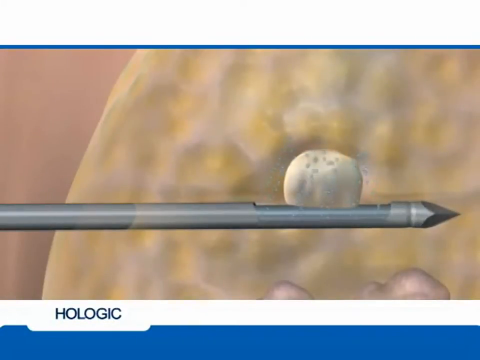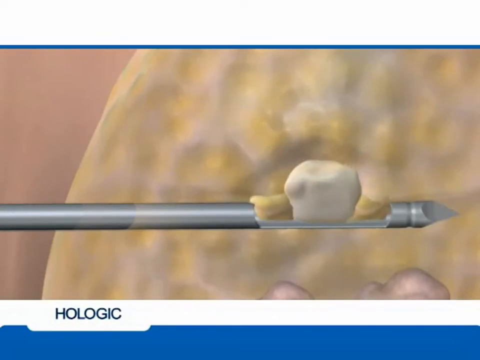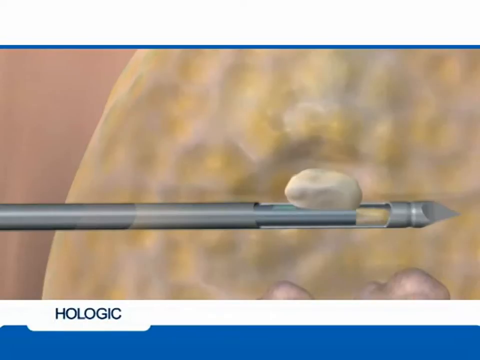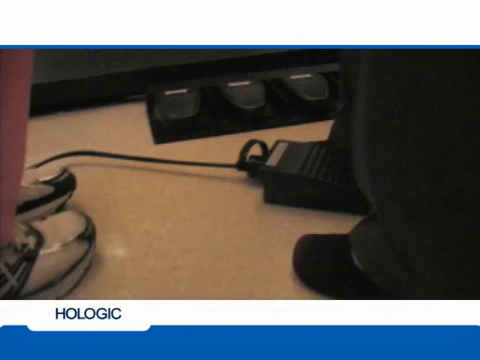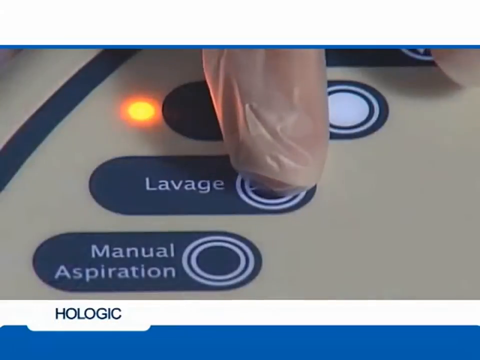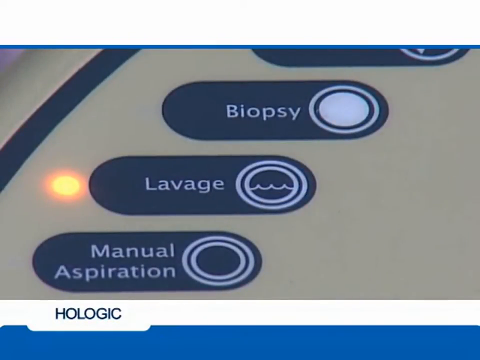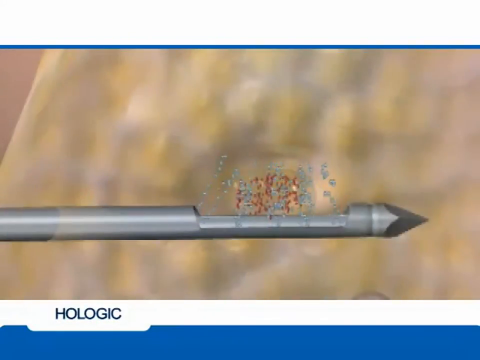Tissue acquisition occurs every 4.5 seconds. The manual rotation of the device occurs during the resting phase of the 4.5-second cycle, just after the audible beep. When the necessary core samples have been retrieved, release the foot pedal and switch the console to lavage mode by pushing the button marked lavage.